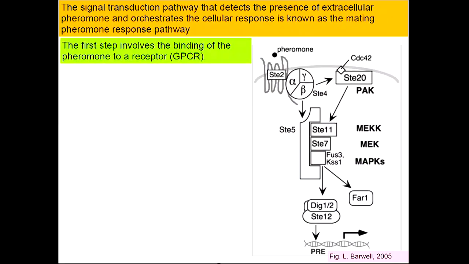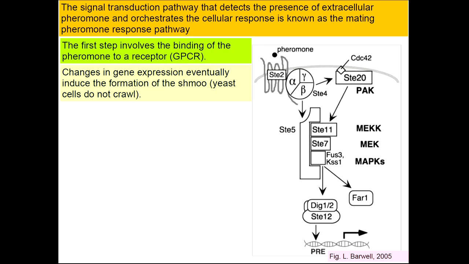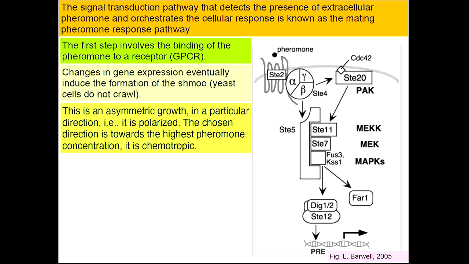I don't want you to look at all the details, but the pheromone attaches to a receptor, and then you have all the signaling cascade, and that induces the production of this schmoo. And this induces an asymmetric growth, because the schmoo points towards the region where the pheromone concentration seems to be larger. And this is a chemotropic type of growth. The cells don't displace themselves, they just grow in that direction.